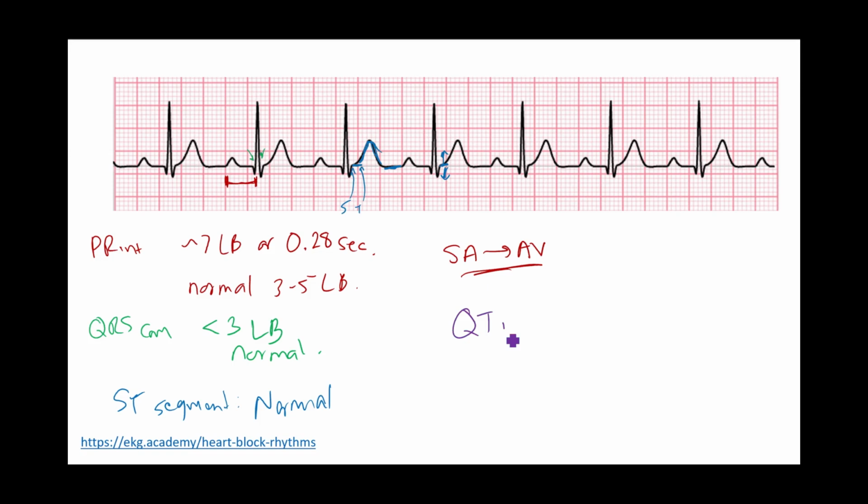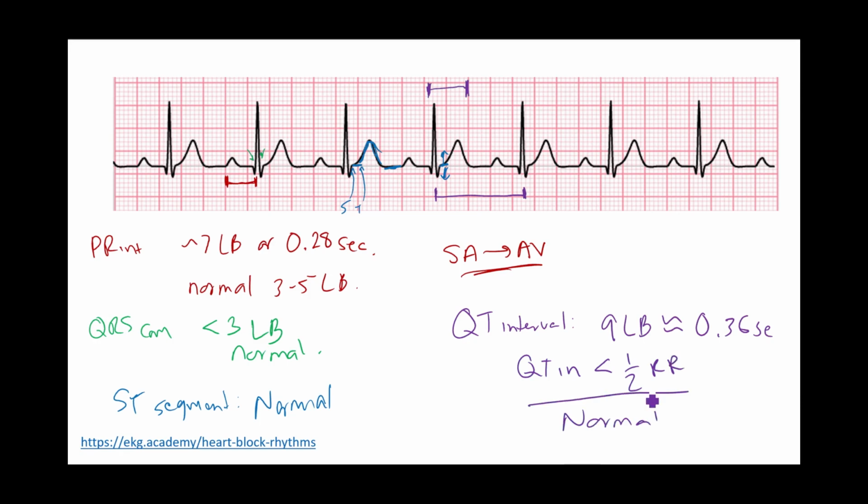Finally, we want to look at the QT interval. This is from the beginning of the QRS complex to the end of the T wave right here. And in this case, it's about 9 little boxes. So 9 times 0.04, which is equal to about 0.36 seconds. If we tried to compare this to the RR interval here, we do notice it is significantly less than half. So the QT interval is less than 1/2 of the RR interval. Therefore, it's just about normal.